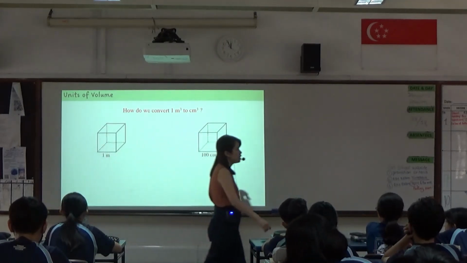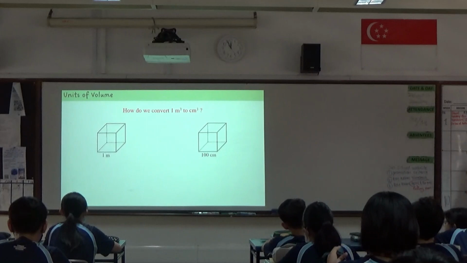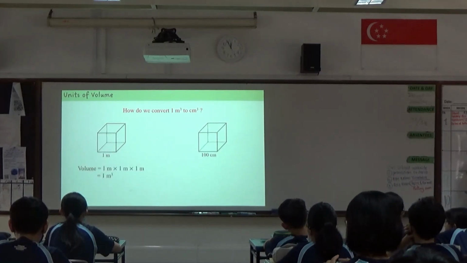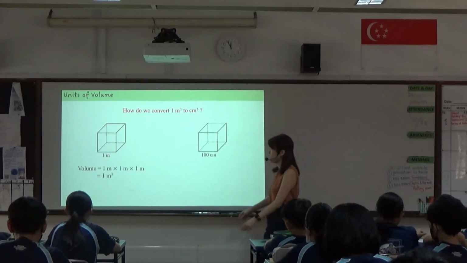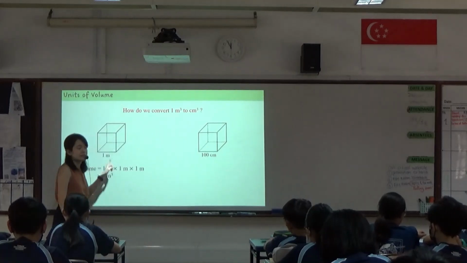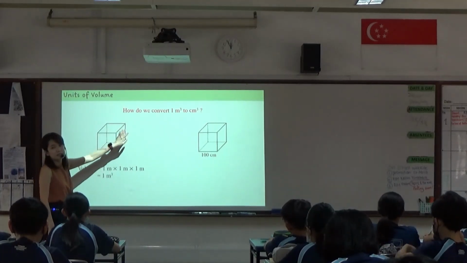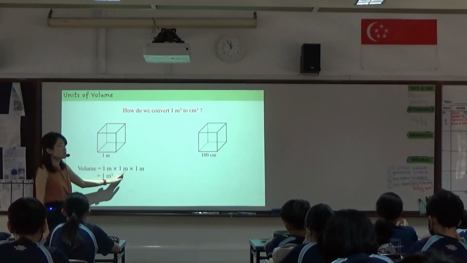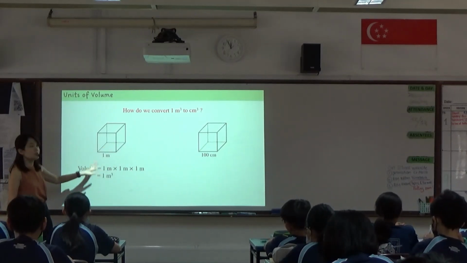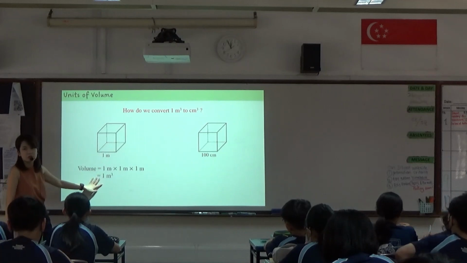So to find the volume of the cube on the left, what we will do is take 1 meter times 1 meter times 1 meter, because this is a cube, all the dimensions are the same. So 1 meter times 1 meter times 1 meter. 1 times 1 times 1 is also 1. So the volume of this cube is 1 meter cube.